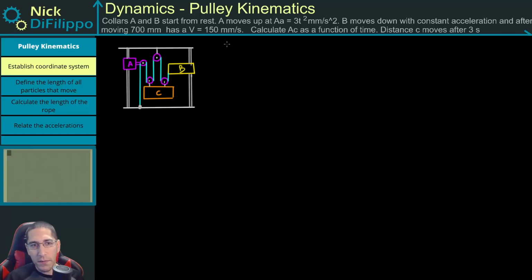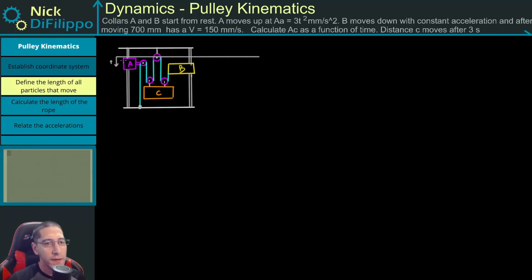Now, to deal with this pulley problem, the first thing we need to do is establish a datum point, and we need to establish our coordinate system. So I'm going to pick this line as my datum point. It goes through a fixed point right here, and everything is to one side of it. I'm going to say that anything going down in this problem is going to be positive. That means anything going up is going to be negative.